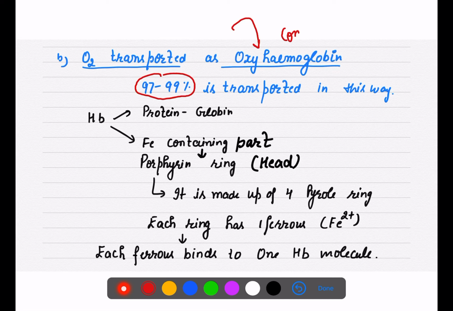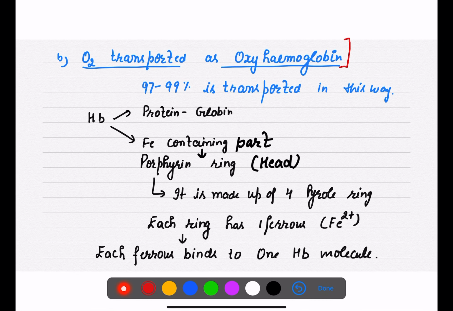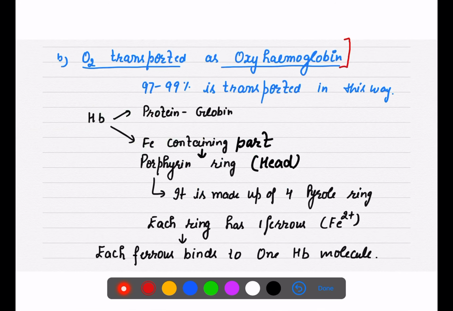This is a complex which is temporarily formed. It is temporary as well as a very short lived complex. So maximum 97 to 99% of oxygen is transported as oxyhemoglobin, means with the help of hemoglobin. Plasma is only able to transport 1 to 3% of oxygen. Now let's talk about the structure of hemoglobin a little bit.